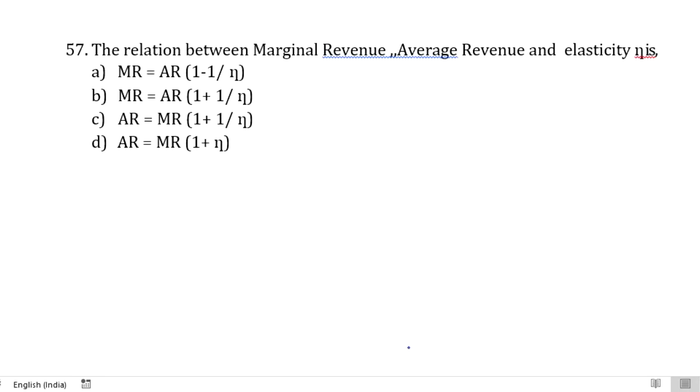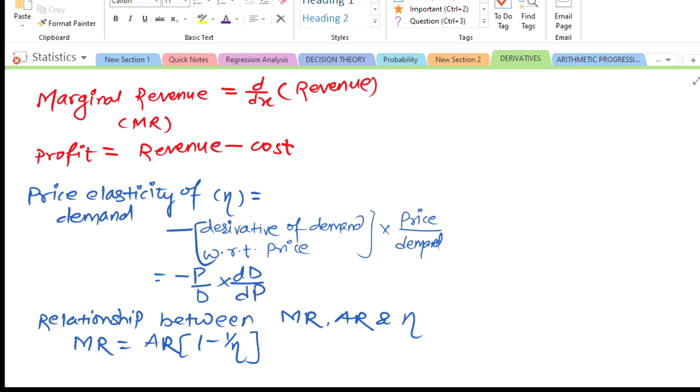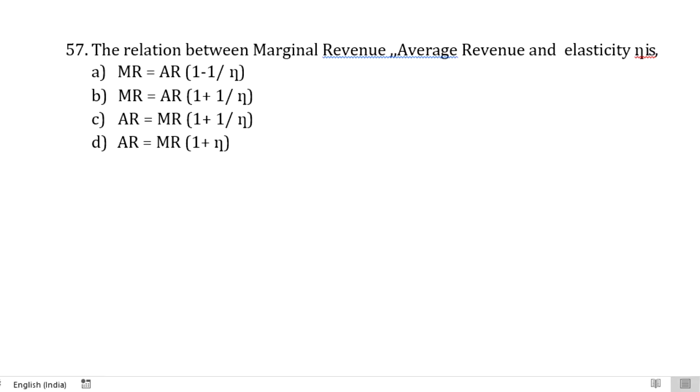The relation between marginal revenue, average revenue and elasticity of demand. Just refer to the formula. MR is equal to AR in the bracket 1 minus 1 upon nu. So what is the right answer? MR is equal to AR times 1 minus 1 upon nu. So the correct answer is option A. Clear?